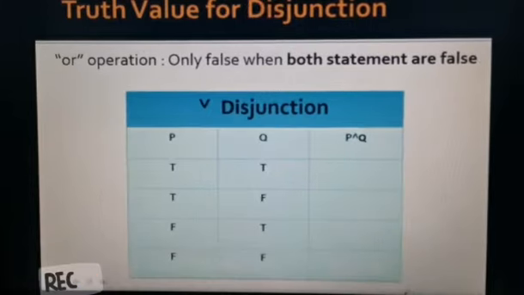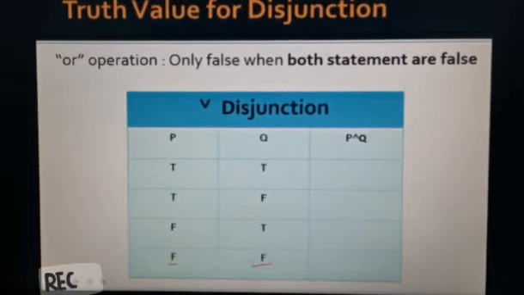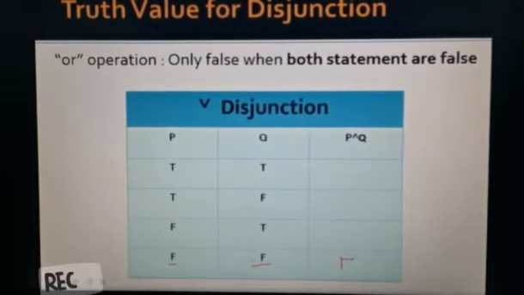For the third one, we have the truth value for disjunction, which is what we call the OR operation, and it is only false when both statements are false. So we have a false statement and another false statement. Therefore, P disjunct Q will give you a false result. And the rest will become a true statement, for as long as there is a true value for P or for Q.